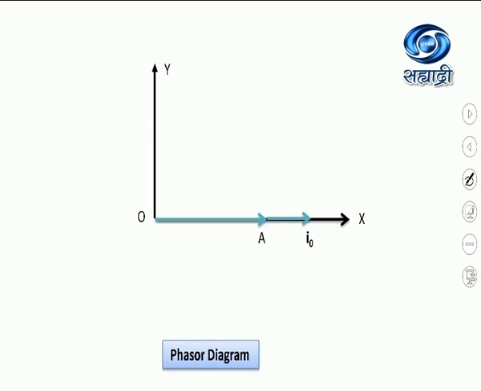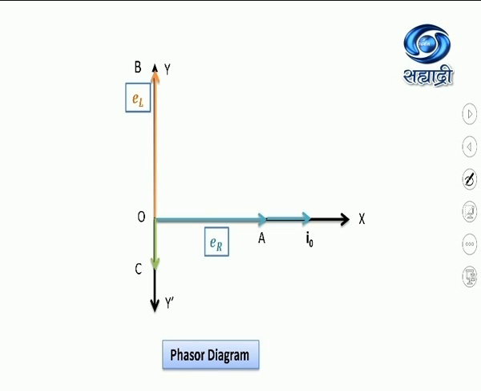Then the phasor for the current is represented by this vector, which has peak value I0. EMF across the resistor is in the same phase as that of the current. That's why the current and EMF across the resistor are shown in the same direction. Then for the inductor, EMF across the inductor is leading the current in phase by pi by 2 radians. So that is shown along the positive y-axis, which is represented by vector OB.